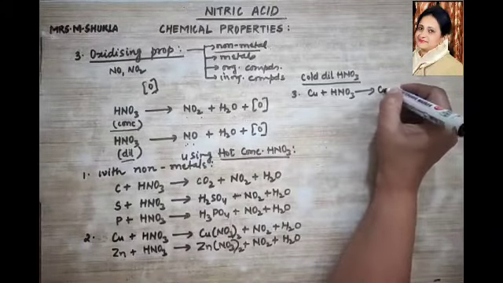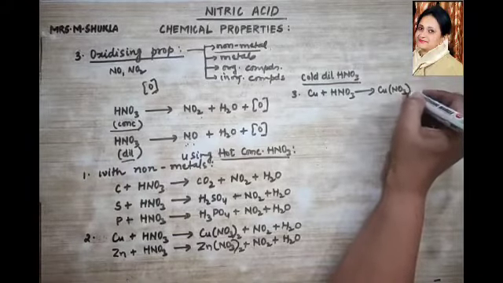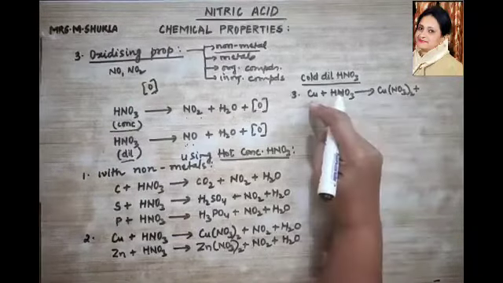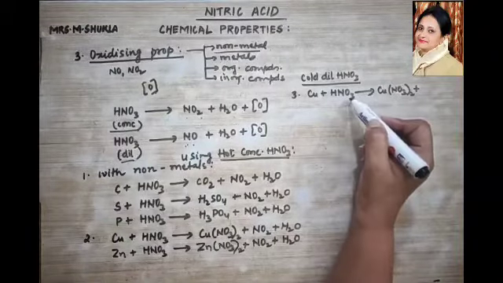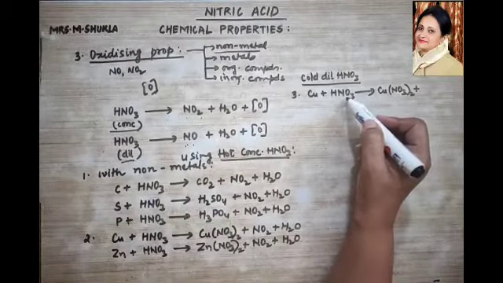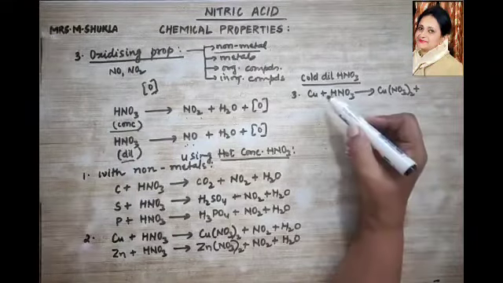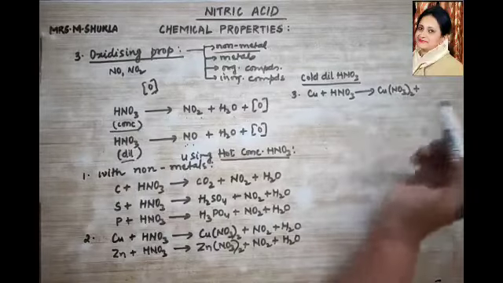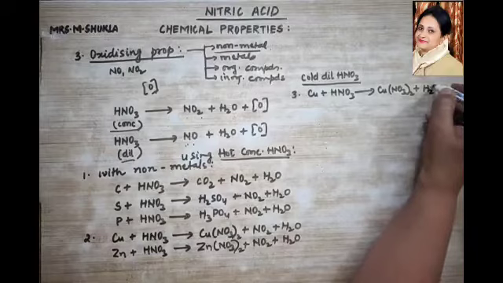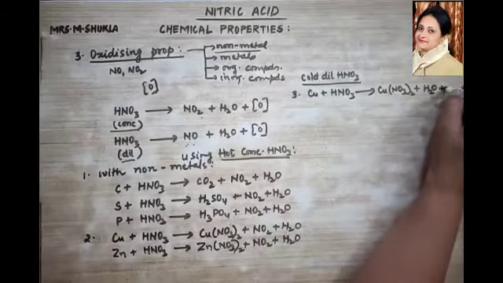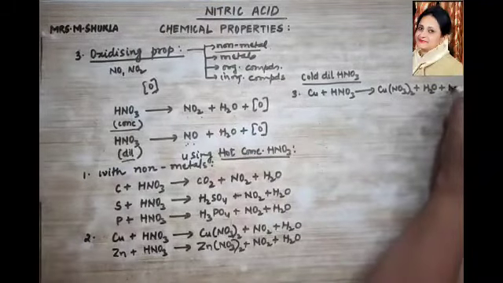It shows the oxidizing nature, that is, it is going to form Cu(NO3)2 plus what? According to a general acidic property, when a metal is dropped in an acid, it should form the salt and hydrogen gas. But here what happens? Here the hydrogen is oxidized to water. Okay, and because it is dilute HNO3, so what is it going to form?